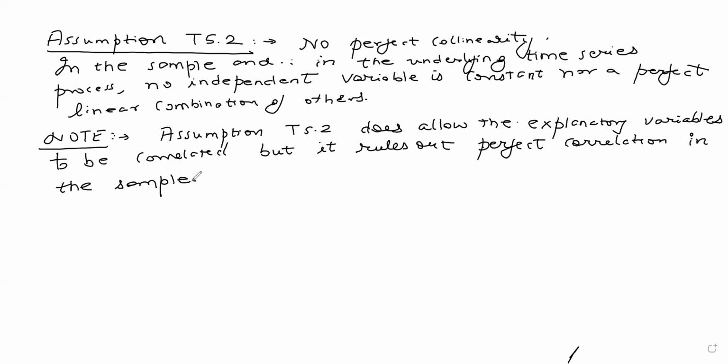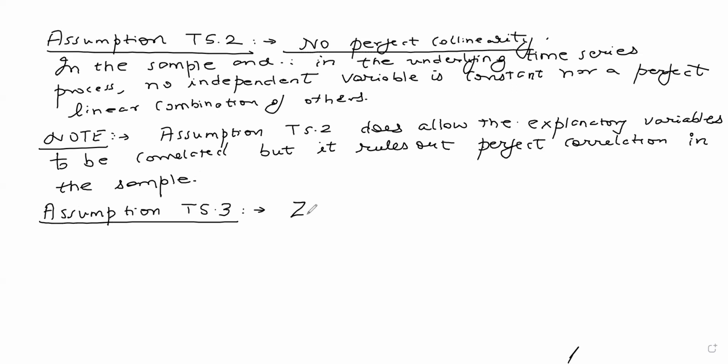Then let's look at assumption TS3. The students can now write the heading: assumption time series, the third assumption for time series for OLS. This is based on TS2, which was no perfect collinearity. TS3 is zero conditional mean. This is a very important assumption.